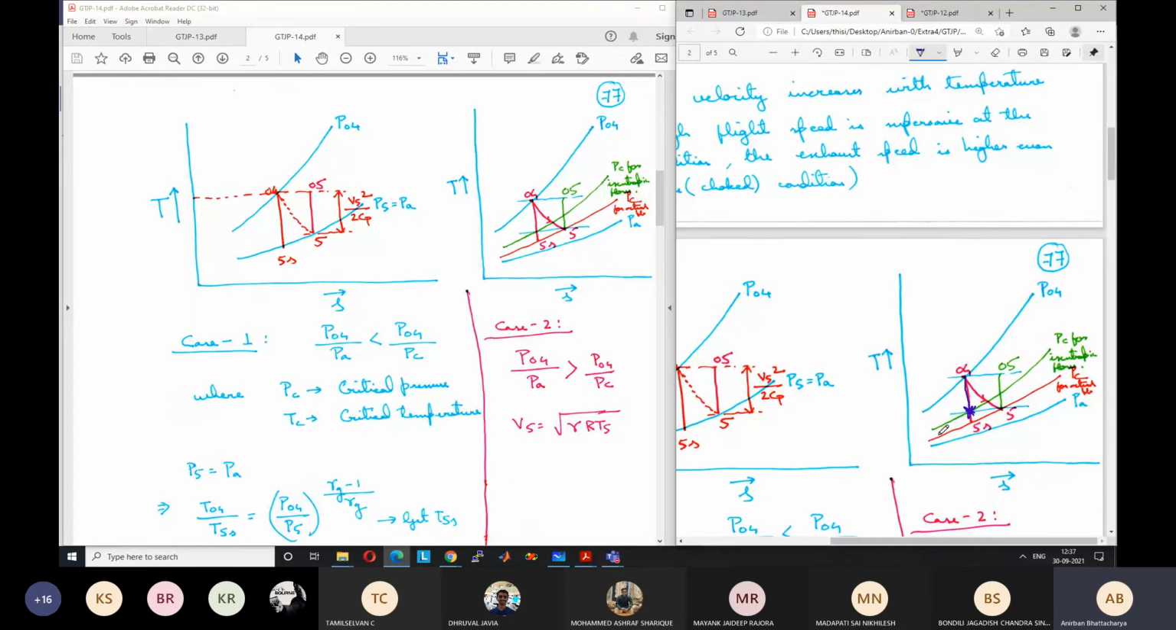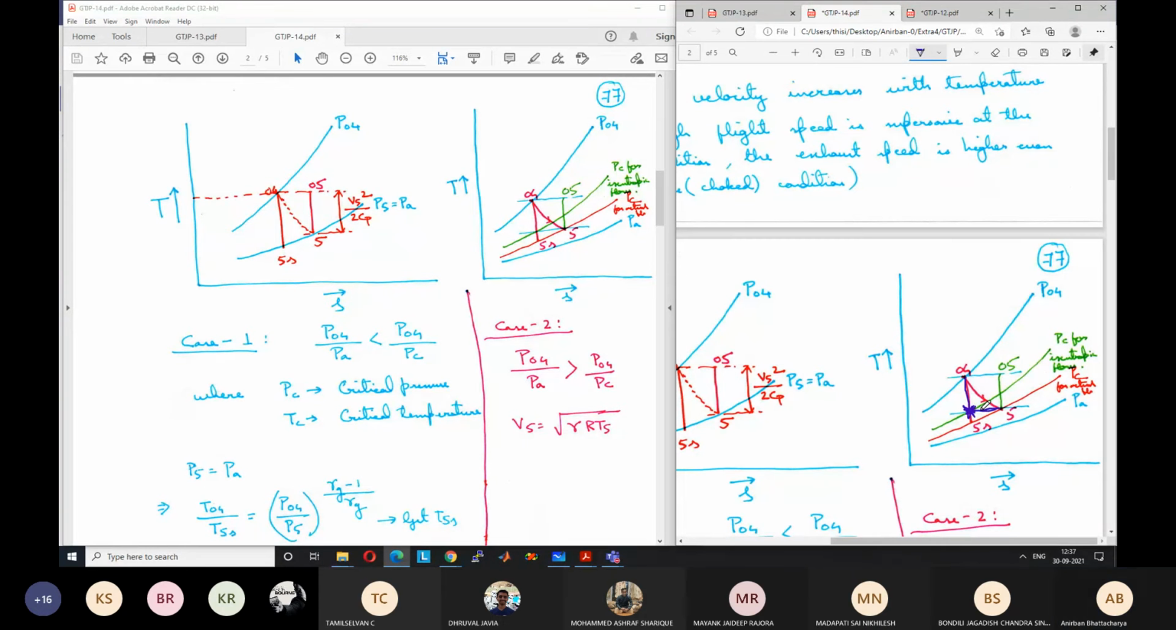So this pressure, as we can see from the diagram, is higher as compared to the critical pressure for the actual nozzle. This critical pressure is known as critical pressure for the isentropic nozzle. So PC for the isentropic flow, which passes through this point. And what is this point? This point is at the same temperature as the actual exit temperature. So this point is the critical temperature. This point corresponds to the actual critical temperature, but under isentropic condition.